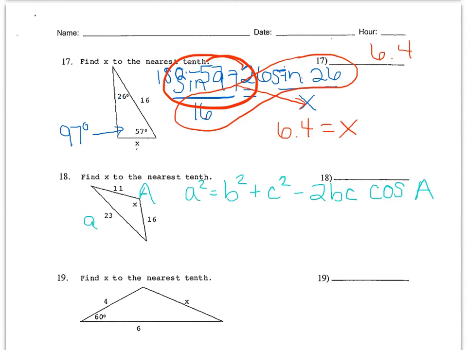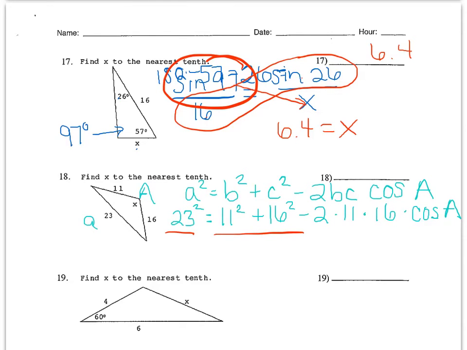Now I know my side A, so I'm going to fill in the 23 here, equals 11 squared plus 16 squared minus 2 times 11 times 16 times the cosine, and angle A is still my variable. Okay, and this is the one where you're going to have to do this in kind of pieces. So I'm going to do the 23 squared, the 11 squared plus the 16 squared, and the 2 times 11 times 16 all separately.